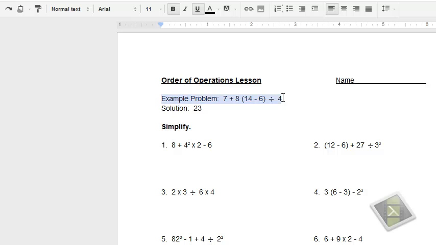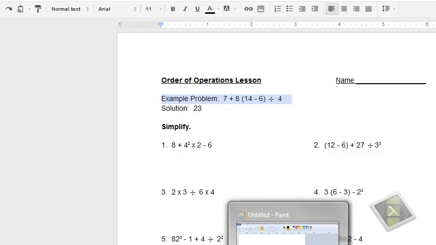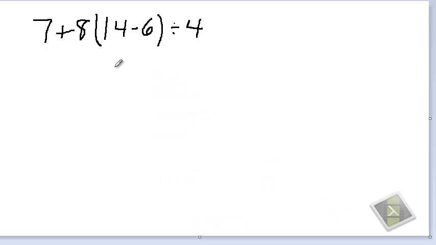Alright, here we go on our first example. We have 7 plus 8 times this quantity, 14 minus 6, and then divided by 4. Again, we give you the solution, but how did we get there? That's our question. And we'll show this here right about now. Alright, here is our problem. Parentheses first, so we're going to work inside this parentheses first.